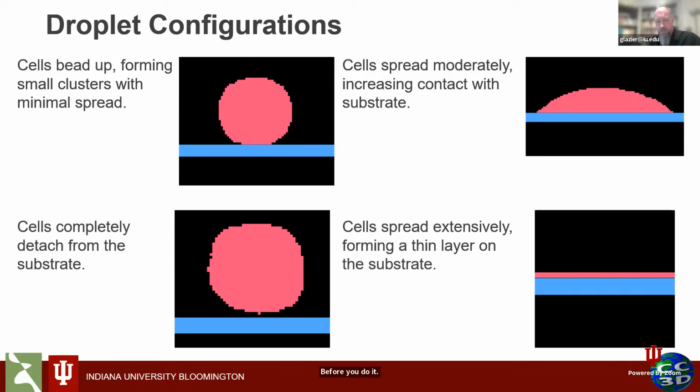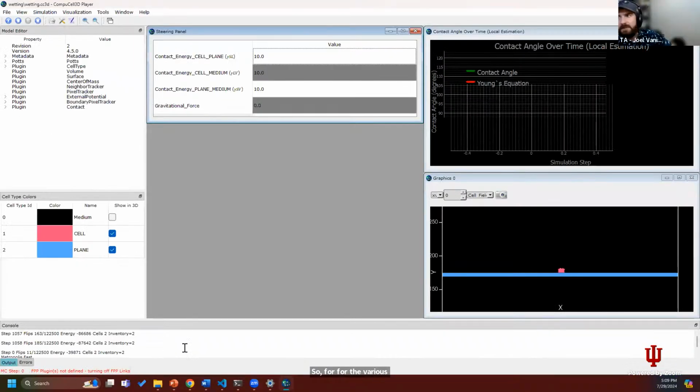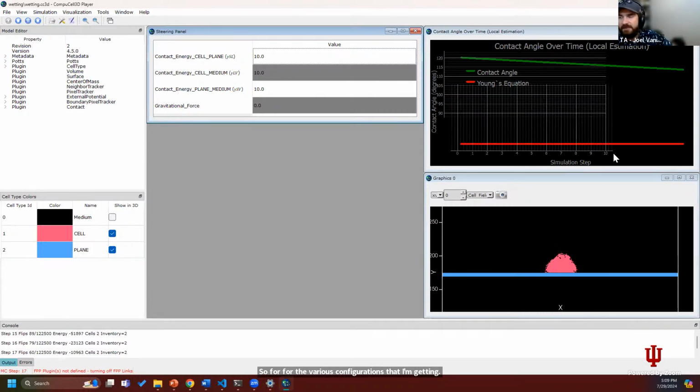Avishek, question? Yeah, so I'm having trouble understanding or interpreting the graphs, for the various configurations that I'm getting. Let's try to understand the graphs over here.